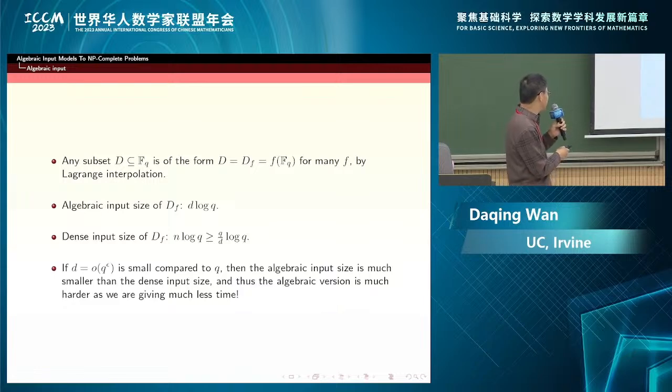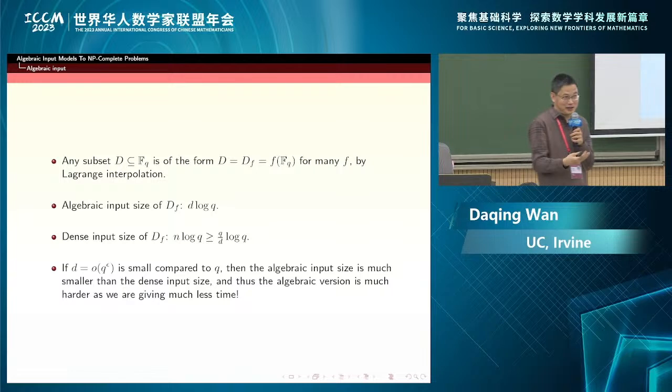Now, suppose the degree is not too big, let's say sub-exponential, much smaller than q. Then if d is small, q over d will be big. So in this case, the algebraic input size is much smaller than the dense input size. Therefore, the algebraic version is actually much harder because we're given much less time. So the problem becomes harder because we're given less time. For the same problem, if you give more time, it becomes easier; if you give less time, it becomes harder. It's just like a test: in a 2-hour test versus a 30-minute test, when you're given less time it's harder, and when you're given more time it's easier.